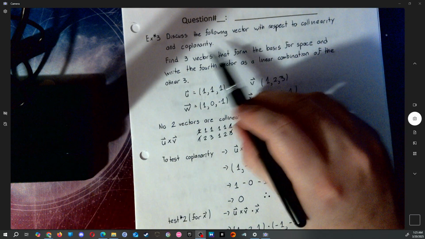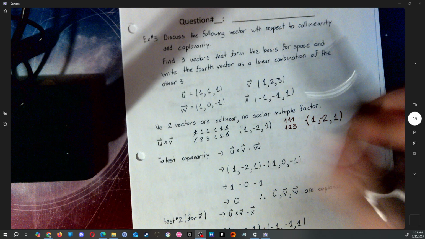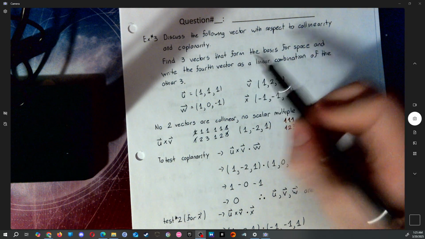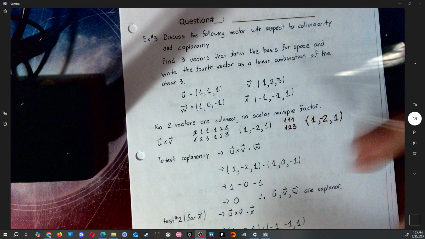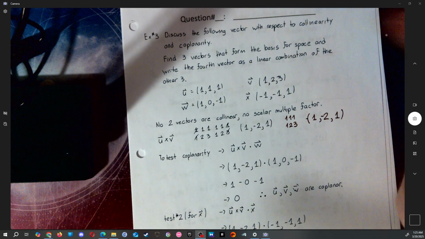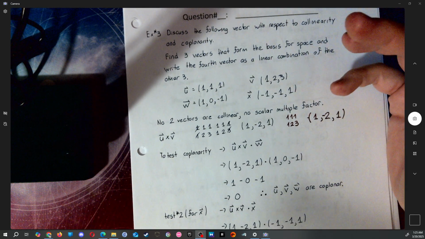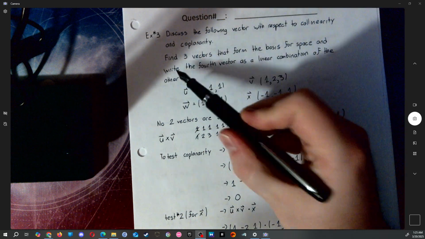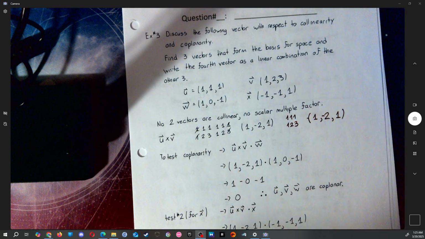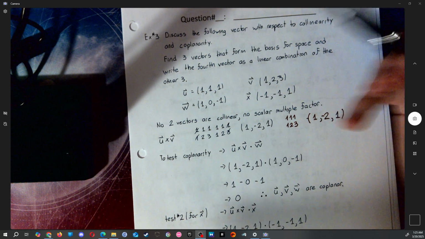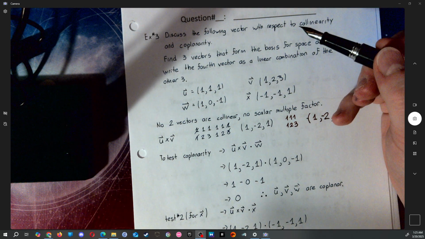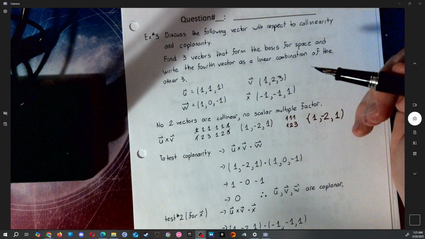So we discussed the collinearity and coplanarity of the four vectors here. We found out which ones are collinear and which ones aren't, so which ones form the basis of 3D space. And now we're just doing this last part, right? The fourth vector, the one that doesn't form the basis for 3D space, as a linear combination of the other three. So that's what we're going to do here, and then we will call it a day.